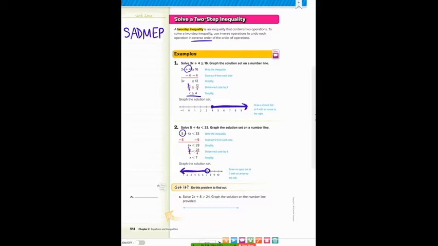Letter A, solve 2x plus 8 is greater than 24. Graph the solution on the number line provided. We are going to use SADMAP to solve this inequality. We do not have subtraction, but we do have addition, so let's circle the addition. Then we need to do the opposite operation. The opposite of addition is subtraction. Subtract 8.